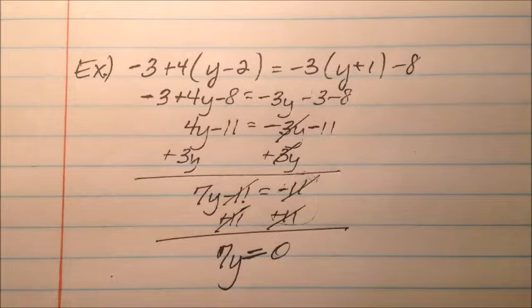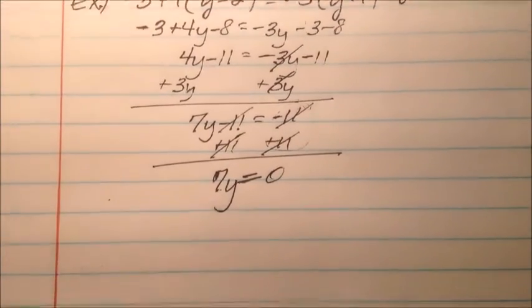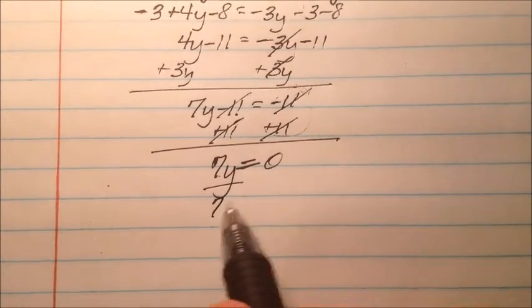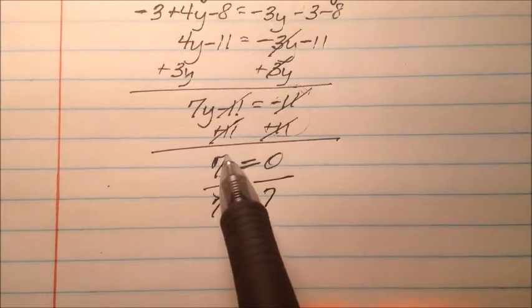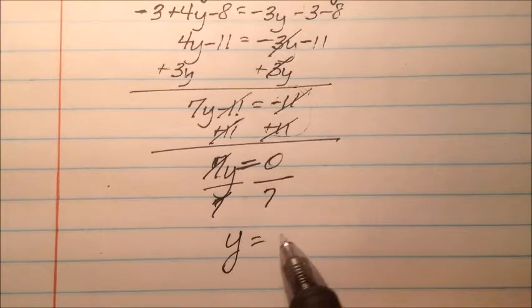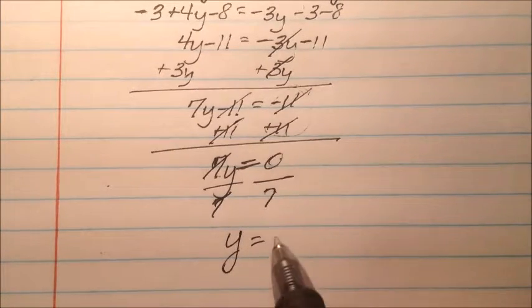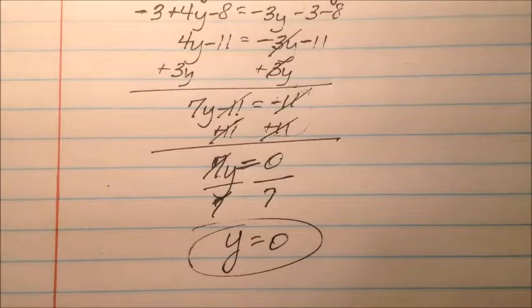It's interesting that this time the variables didn't cancel out. It was the numbers that canceled out. So we can still continue solving for this and divide both sides by 7 and get y equals 0 divided by 7, which is 0.